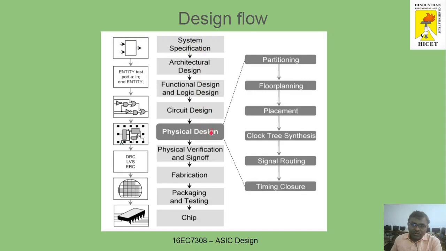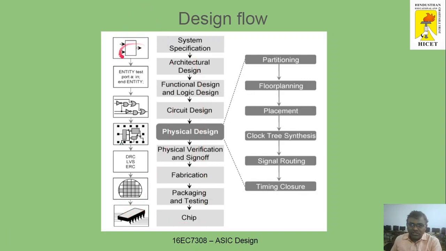Next is physical design, or you can call it layout design or backend design. Physical design has four steps. One is physical verification and sign off, and then fabrication, packing and testing, and then chip. The last one is a chip, which is nothing but an IC, which is shown here in the diagram. So this is how an IC is fabricated. By following all these steps, an IC is getting fabricated.